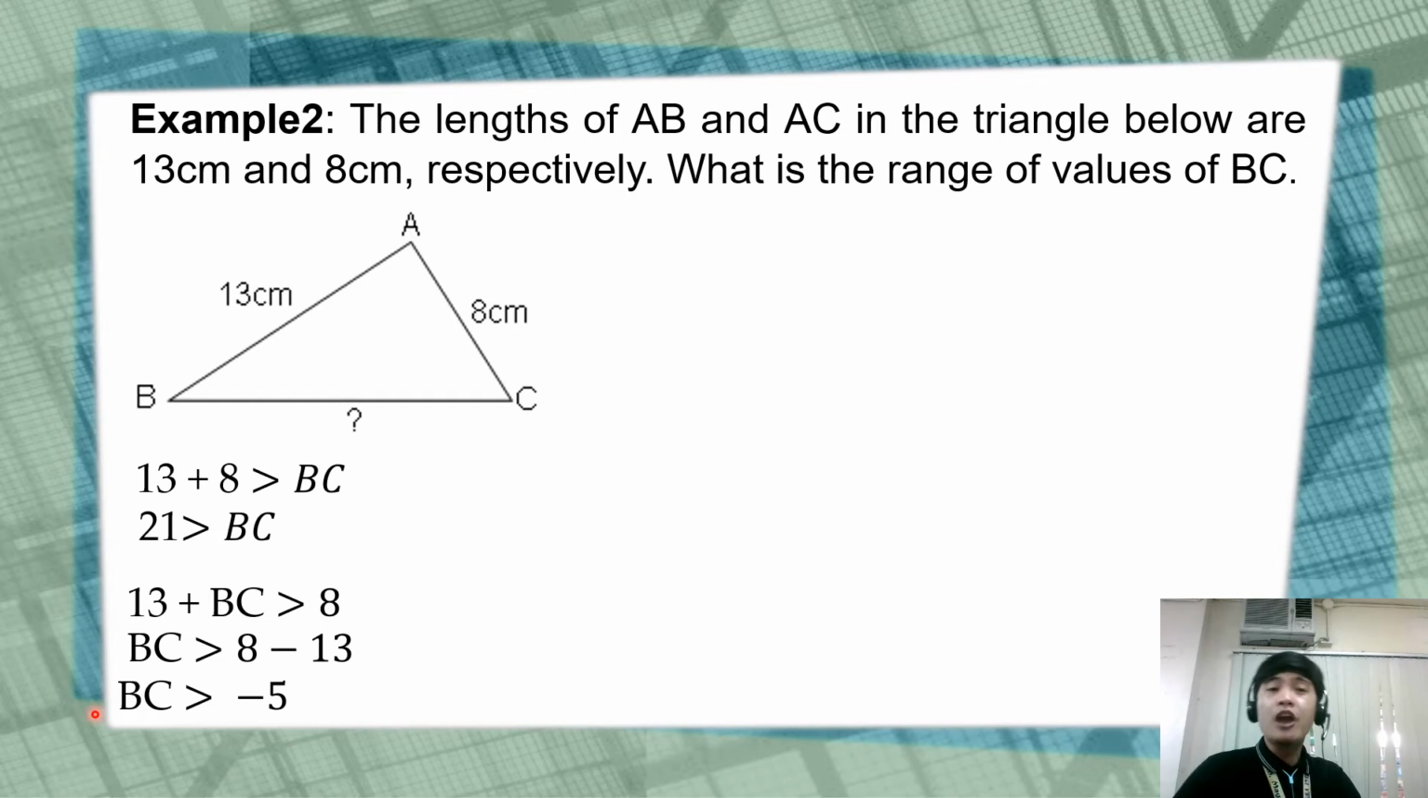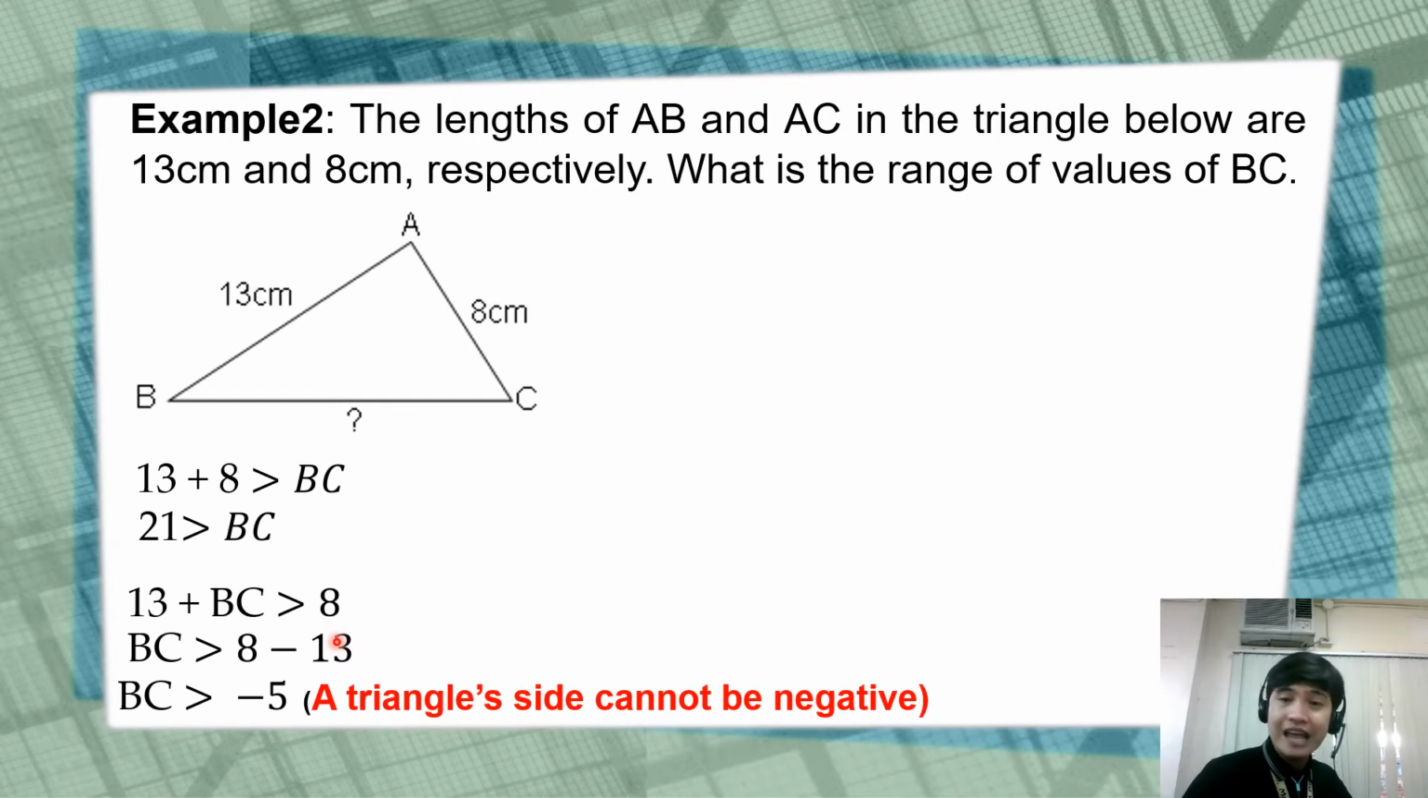Now, if we are going to analyze it further, we're talking about measurements here. So, hindi natin pwedeng tanggapin ang negative measurements. Take note that a triangle side cannot be negative. Mga real life applications ito, and in real life, we don't deal with negative measurement. So what I'm trying to point out here, hindi natin pwedeng i-consider ang second condition as a basis para malaman natin yung range of values ni BC. Kasi nag-negative.